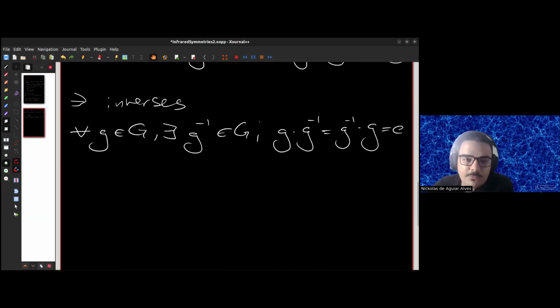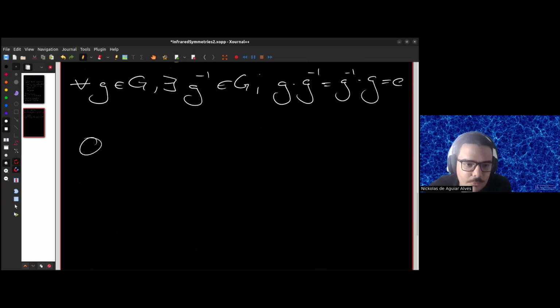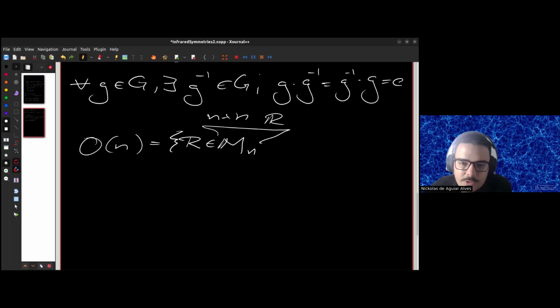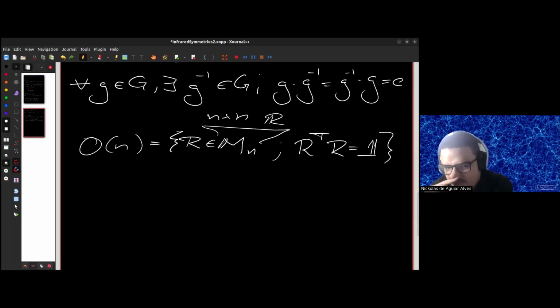As a few examples, we saw the orthonormal groups, which are O(N). These are matrix groups, so they're formed by matrices R. They are N by N real matrices. This is the symbol. Okay, so M_N with this blackboard bold are the N by N real matrices. And they satisfy this condition that R transpose times R equals the identity. So these are the orthonormal groups.